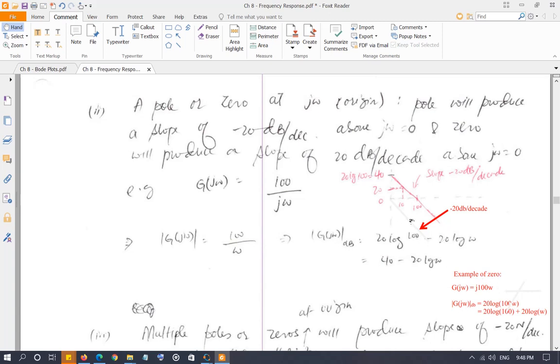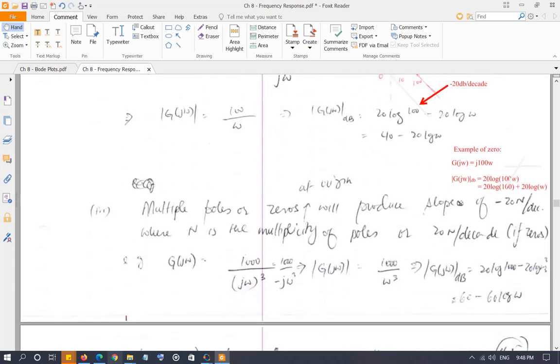So when you add these two lines, what do you get? At omega 1, you have 0 and you have 40, so it's going to start at 40. At omega 10, you have 40, and omega 10 gives you 20, so you're going to have 60. So at 10 it goes up to 60, and then 80, and then 100, and keeps on going. So the slope of the line is going to be 20 decibel per decade instead of negative 20 decibel per decade. So when you have a 0, it corresponds to a 20 decibel per decade increase.